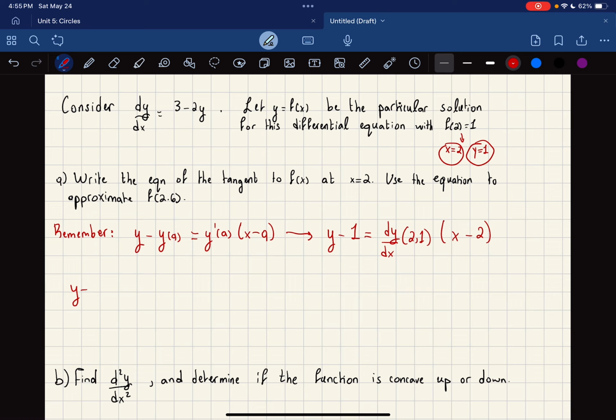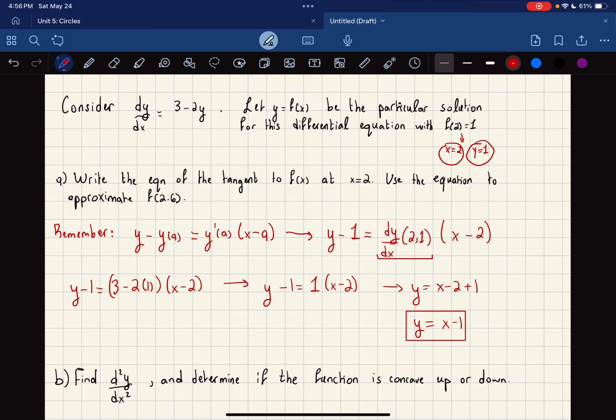So basically, we're going to continue this equation. Now, what does dy over dx at (2, 1) mean? It means we're going to use this equation, but instead of the y, we're going to replace it with the y that we have as given. So it's going to be 3 minus 2 times 1, times x minus 2. So it's going to be y minus 1 equals, now 3 minus 2 is going to be 1, into x minus 2. So y equals x minus 2 plus 1, which gives us y equals x minus 1. So this is the equation of the tangent.